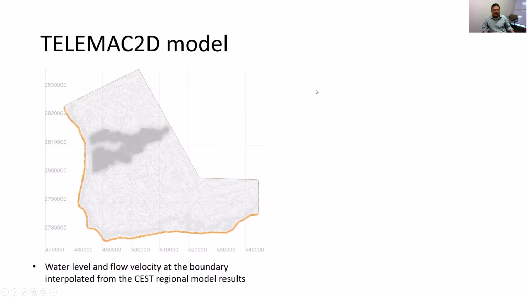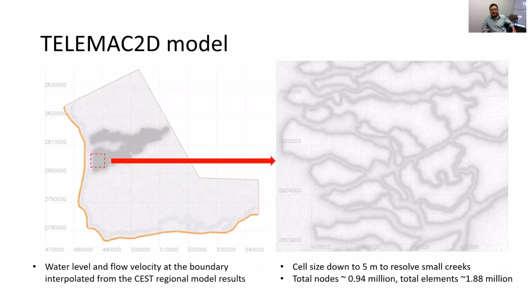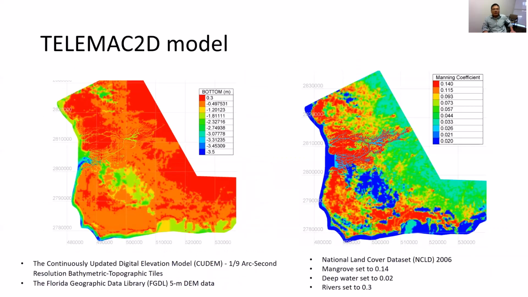This slide shows the generated unstructured grid. Around the Honey River and the Shark River, the grid size is as small as 5 meters to resolve very small creeks. And this slide shows the interpolated topographic and bathymetric data on the left-hand side and the Manning coefficient map on the right-hand side.